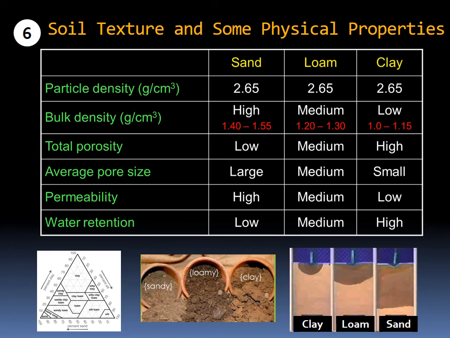Now, if you look at the porosity, since you have higher bulk density in sand, definitely you would have a lower porosity compared to clay. So clay has a lower bulk density, but it has a higher porosity. And if you look at the pore sizes, the pore spaces between sand particles are larger compared to loam, and clay has the smallest size.